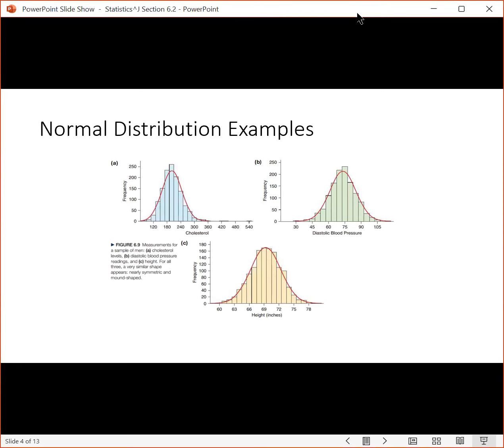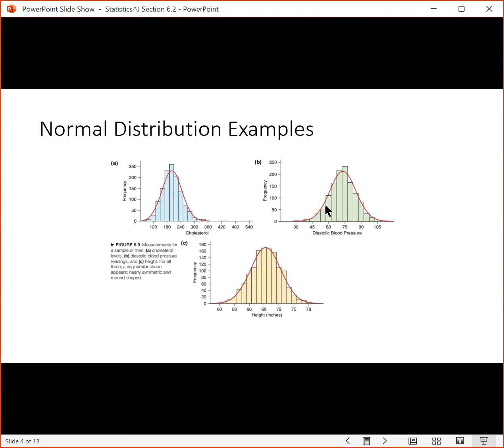Here are some examples of normal distributions that exist in real life. So cholesterol, you can see the pattern for the distribution for cholesterol. You can draw this curve on top of it. You can see the pattern for diastolic blood pressure. I can't read it because it's too small on my page. And you can see that curve shape that's fit over it. And then you can also see heights. And you can see the data for heights, and you can see this curve fit over it.